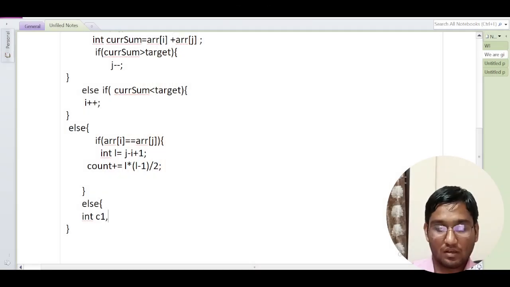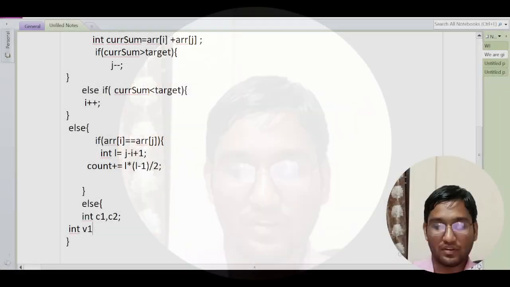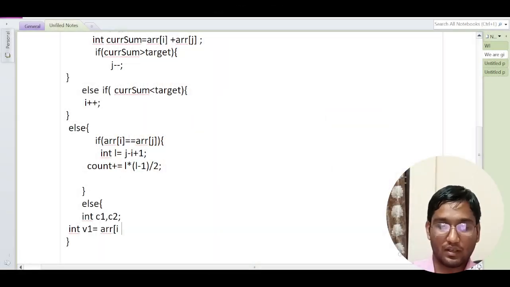And then if array of I is not equal to array of J, then we need to think about the occurrence of array of I and the occurrence of array of J. For that matter, I consider integers C1 and C2, and integer V1 is equal to array of I and integer V2 will be equal to array of J.